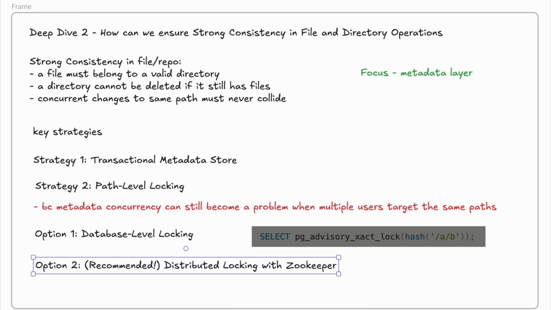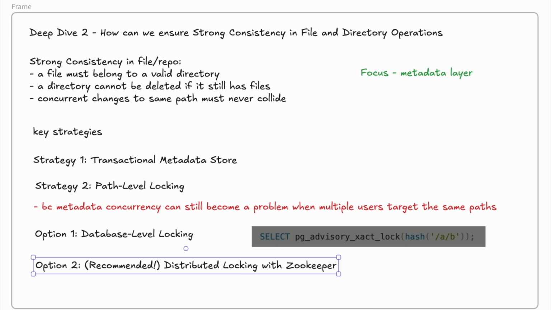Before a file mutation, the file service node tries to acquire a lock on something like /locks/A/B. If it gets the lock, it proceeds. If not, it waits or retries. What makes this powerful is that Zookeeper locks are ephemeral. If the client crashes, the lock disappears. That means no stale lock holders and no manual cleanup.